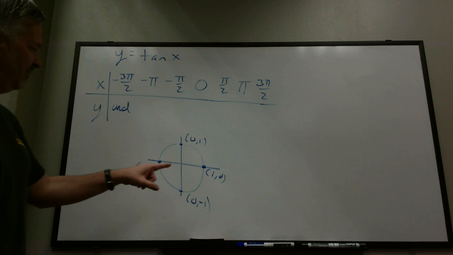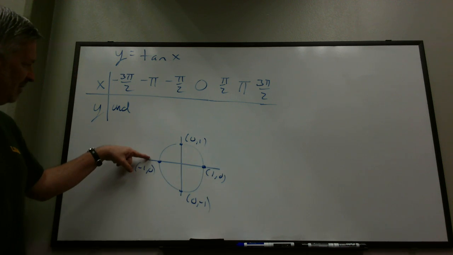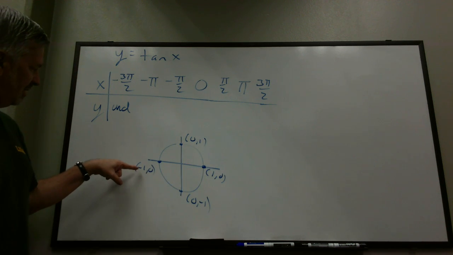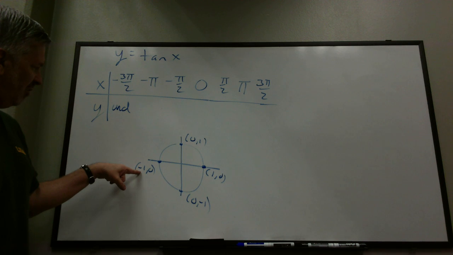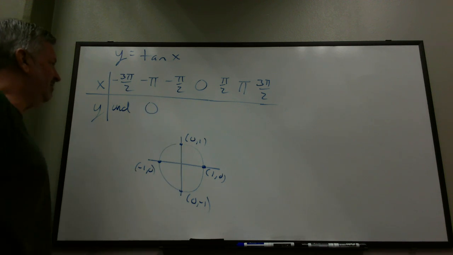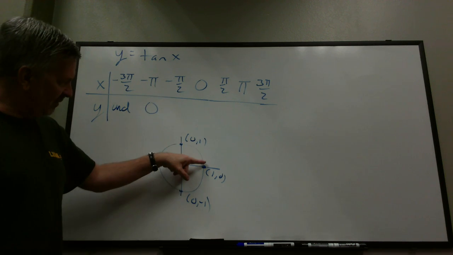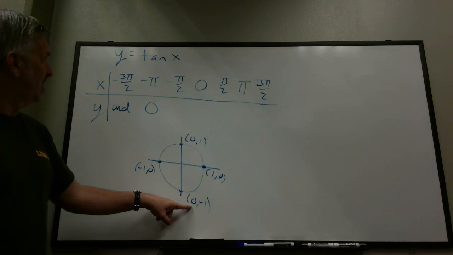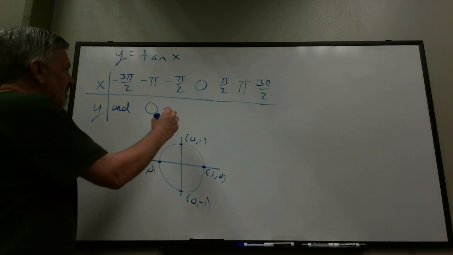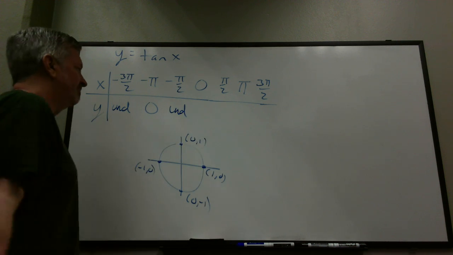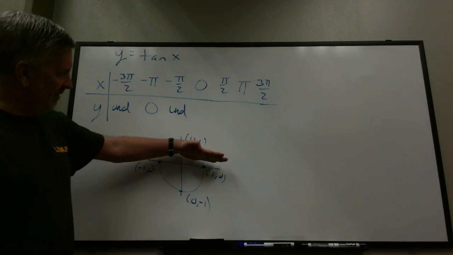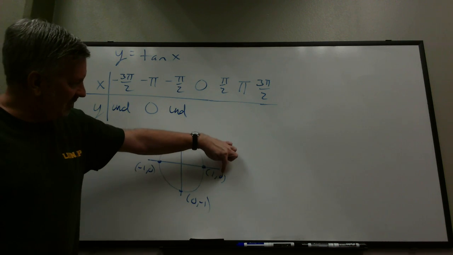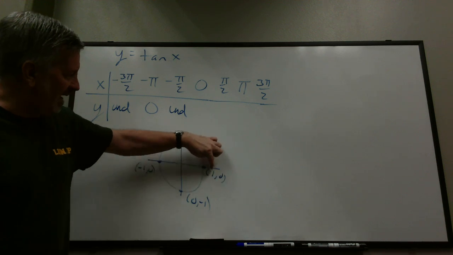Okay, now what about negative pi? Negative pi radians is here. Again, cosine and sine, tangent is 0 over negative 1, which is 0. Negative pi over 2 radians is here. So we're using this point on the unit circle. Again, tangent is y over x, which is undefined. At 0 radians, we're here. Tangent is sine over cosine, or y over x, so that's 0.